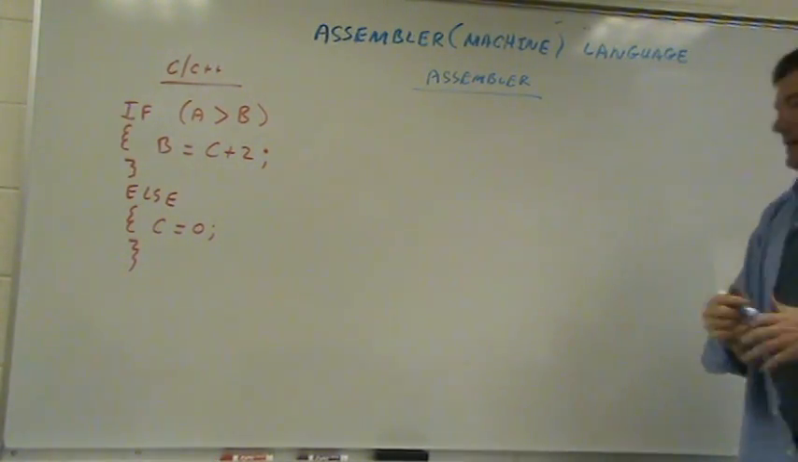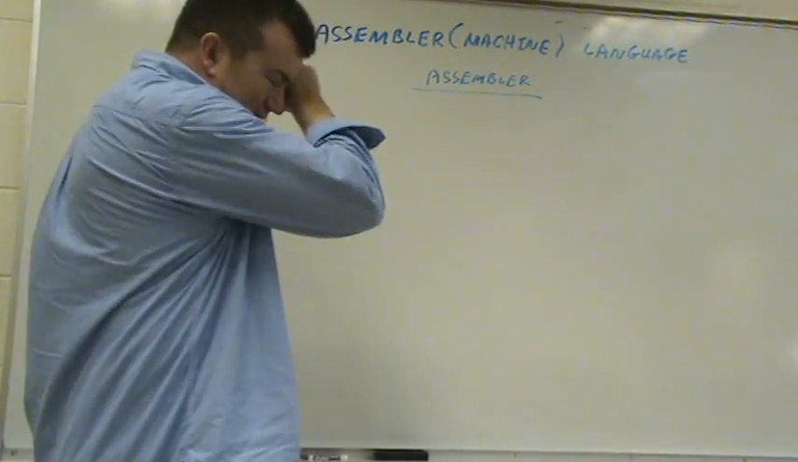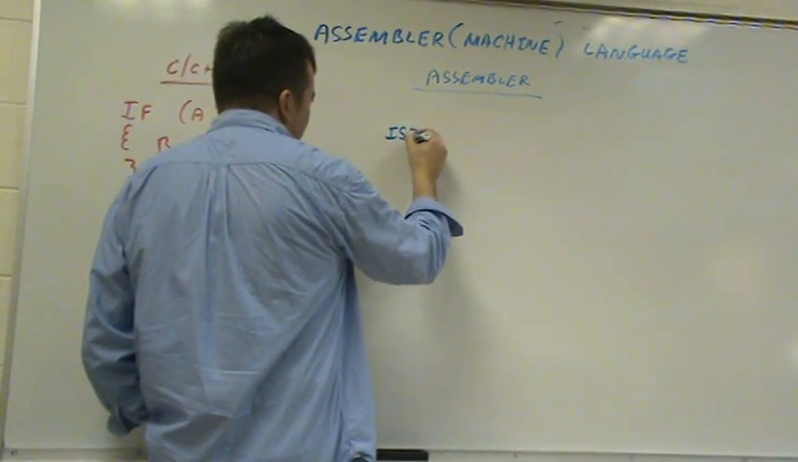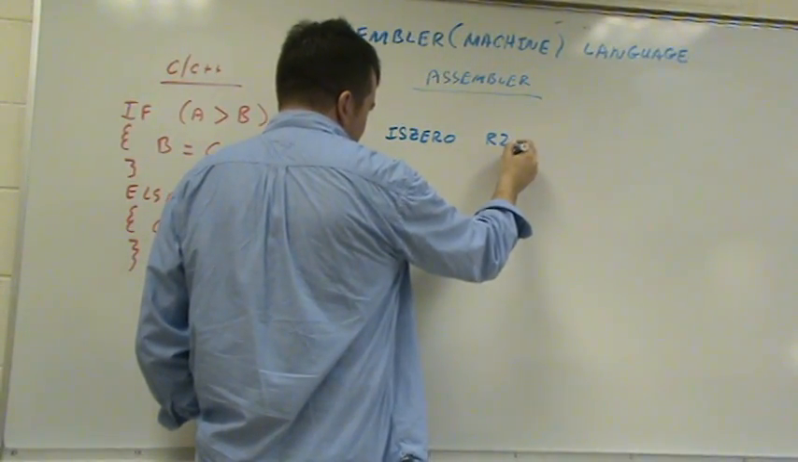So what that basically means is we now have an assembler instruction where we can make up, since this is an official assembler, we could say, is 0 register 2?